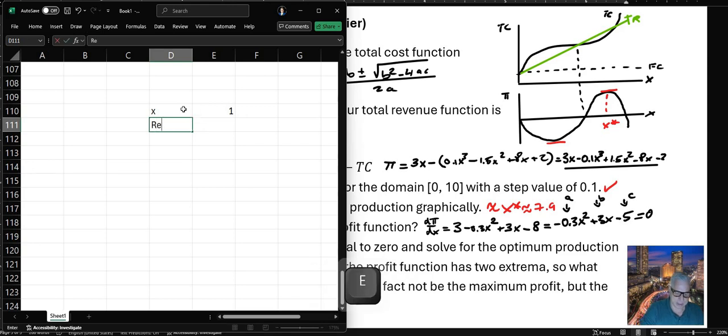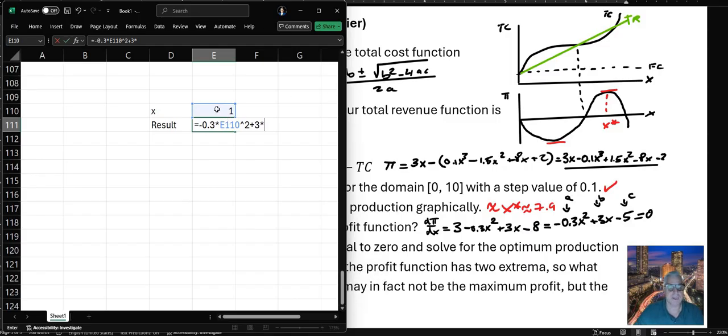And now the result has to be equal to, okay, so negative 0.3 times X squared plus 3 times X minus 5. Okay, so in this case, if the value is 1, I get the value of negative 2.3. And now I can just play around with other values manually.